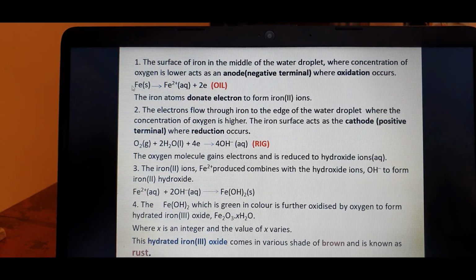Let's go through the steps. The first step is at the middle of the water droplet. The electrons flow to the ends of the water droplet, and hydroxide is formed. So the iron(II) combines with the hydroxide to give you iron(II) hydroxide, which is green in color. Further oxidation changes it to hydrated iron(III) oxide, which is rust, which is brown in color.